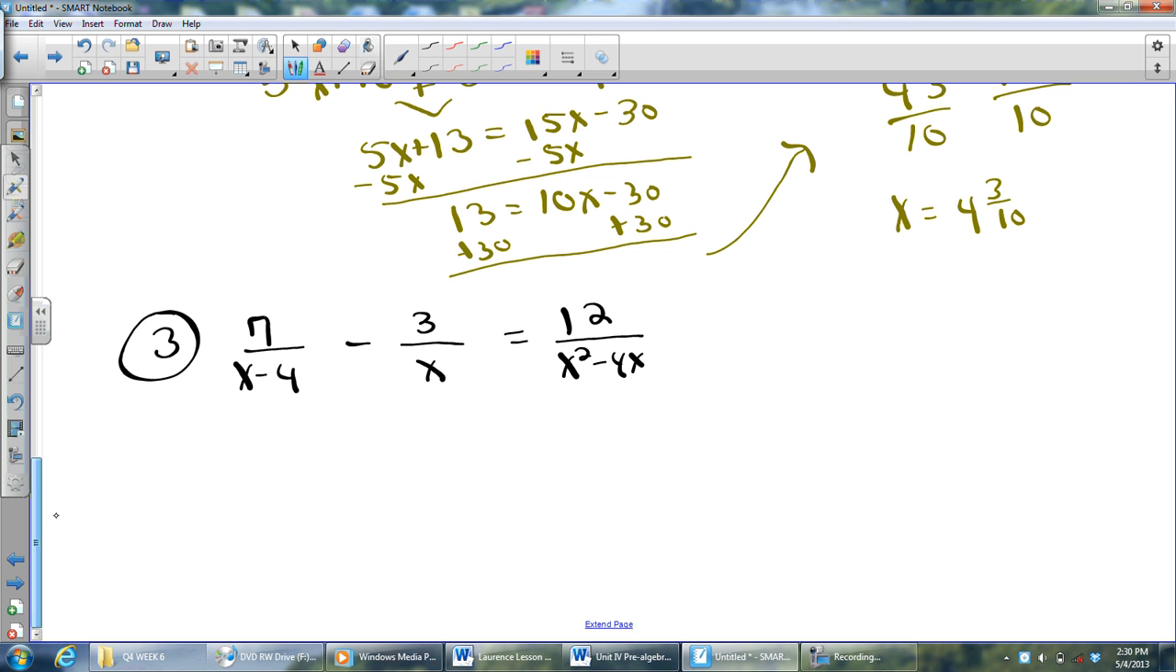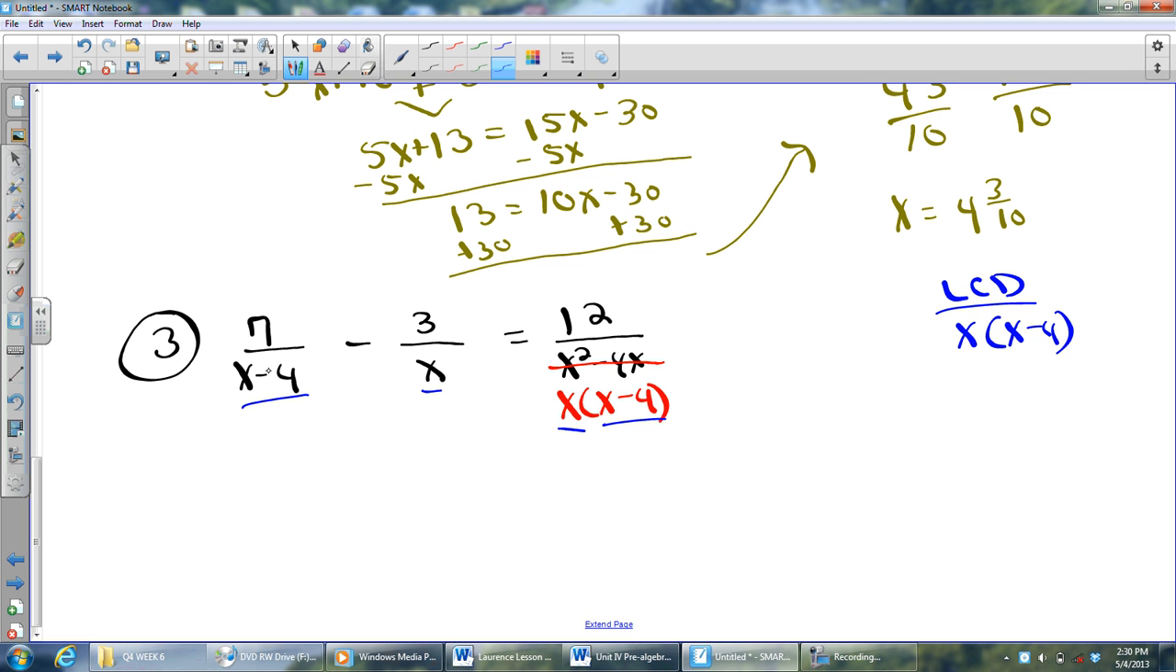Okay, going to do one more. Going to do it kind of quick because I think you're catching on. First, I look to factor. X times x minus 4. I don't see anything else that'll factor. Okay, go looking for my LCD. Gonna need an x. Gonna need an x minus 4. Got my LCD.